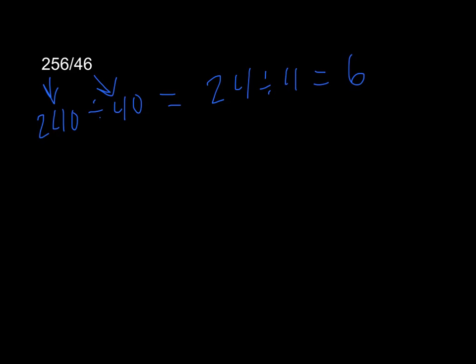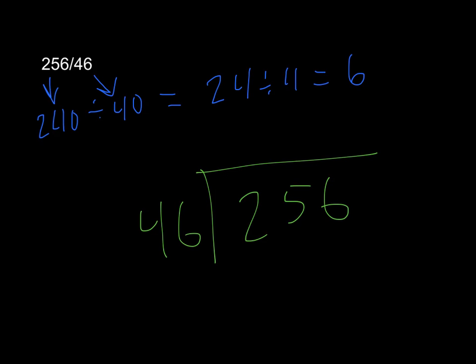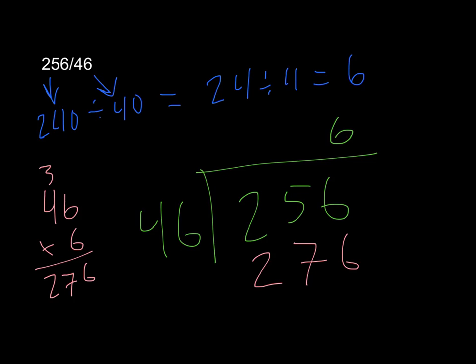Then I'm going to set up the problem so that I have 256 divided by 46 times 6, and 46 times 6 is 276. Now if I try to subtract that out, I can look at it and say that this is way too big. It doesn't work. So I'm going to need to do this problem a different way. I'm going to take my 6 and cross that off, and go down to 5.